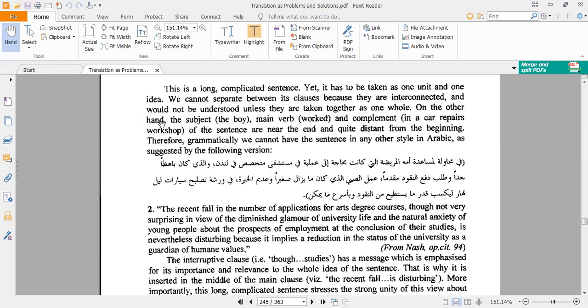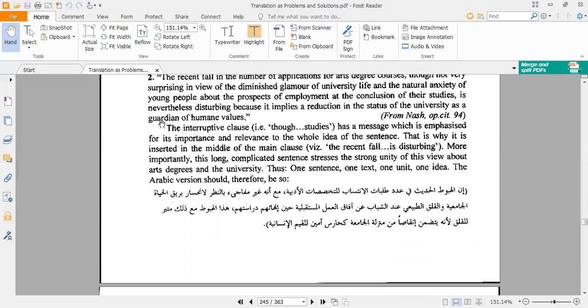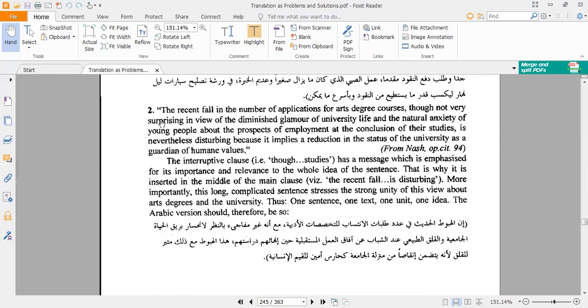في محاولة لمساعدة أمه المريضة التي كانت بحاجة إلى عملية في مستشفى متخصص في لندن، والذي كان باهظا جدا وطلب دفع النقود مقدما، عمل الصبي الذي as you see. أوكي. طيب نجي the second example.